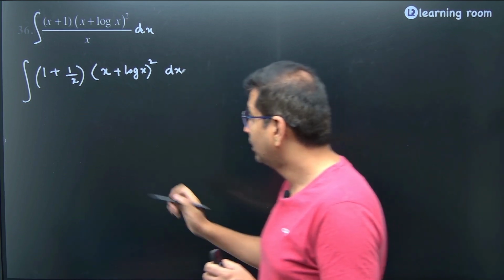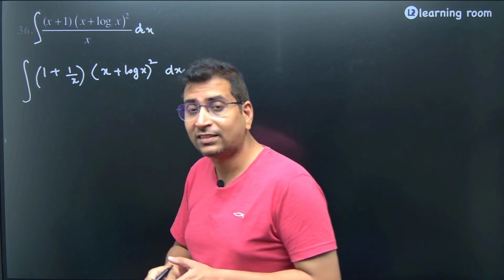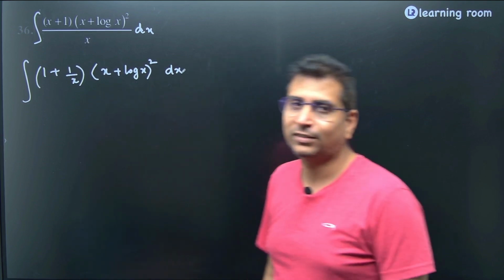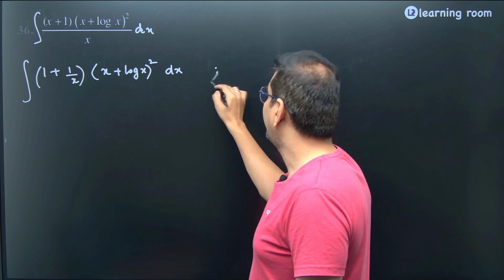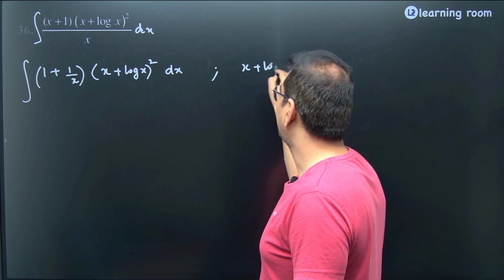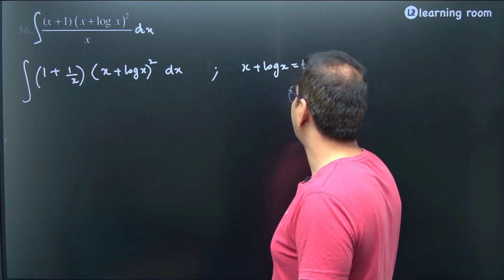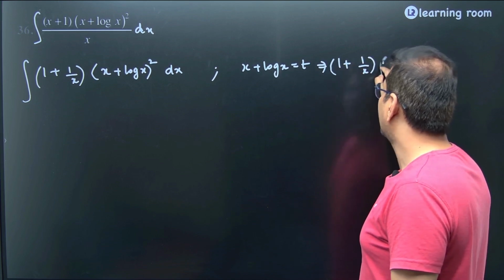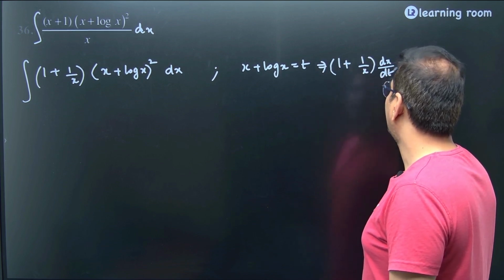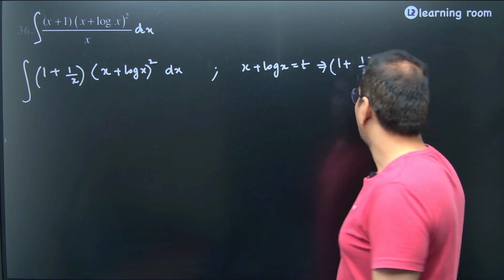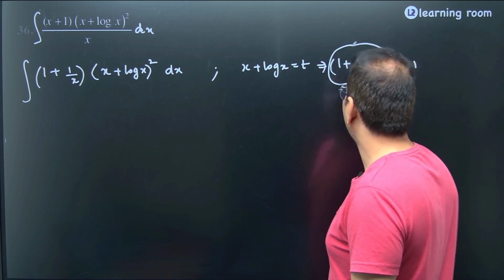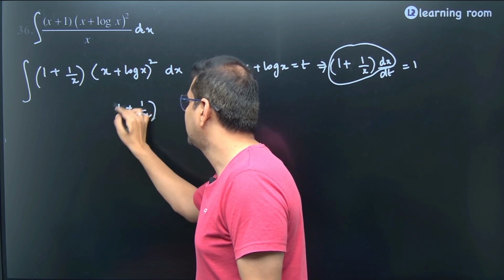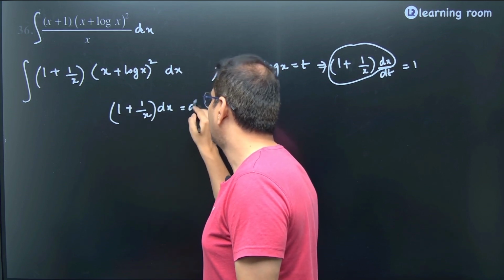Having said this, if you observe, 1 + 1 by x can be the output of differentiating x + log x, right? Hence, what we need to do in this problem is we will put x + log x equal to t, which implies (1 + 1 by x) times dx by dt is equal to 1. So, what is (1 + 1 by x) times dx? It is dt.